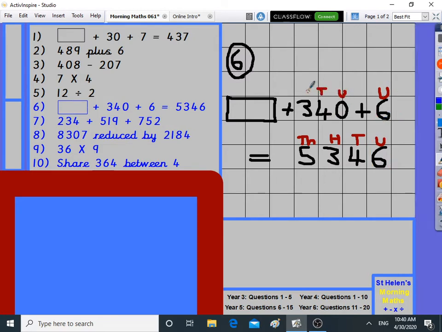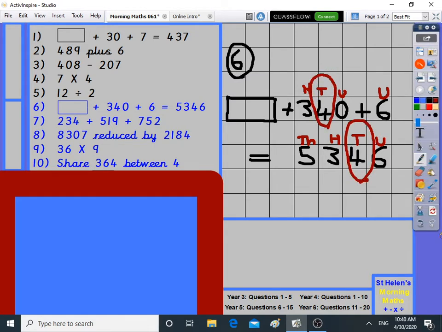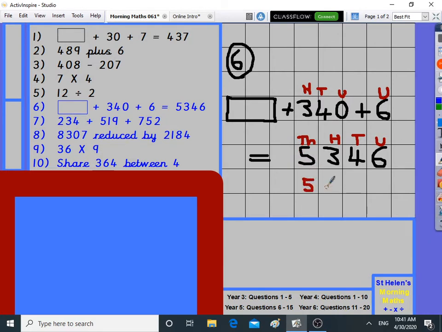Units, tens and hundreds. We can see the 4 tens is taken care of here. So we've got the 4 tens. The 300s is taken care of here. So we've got the 300s. But the 5,000s does not appear anywhere in the question. So it's actually missing 5,000s. And as you know, 5,000s is 5,000 like that. So it should be 5,000 plus 340 plus 6 is 5,346. Looks right to me.